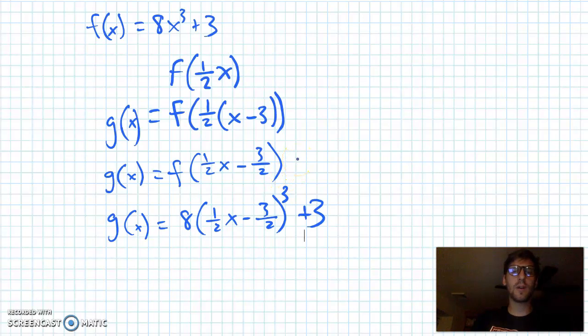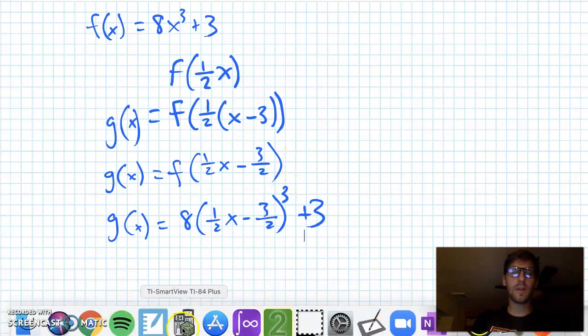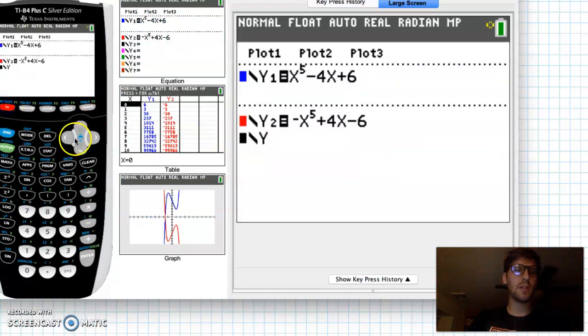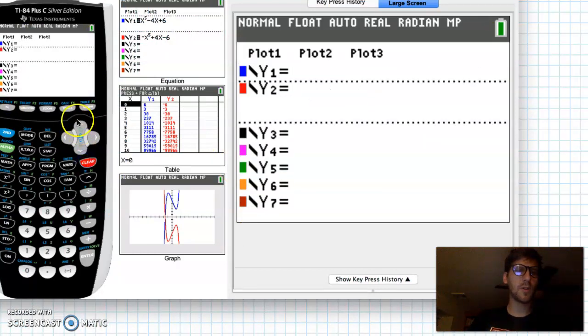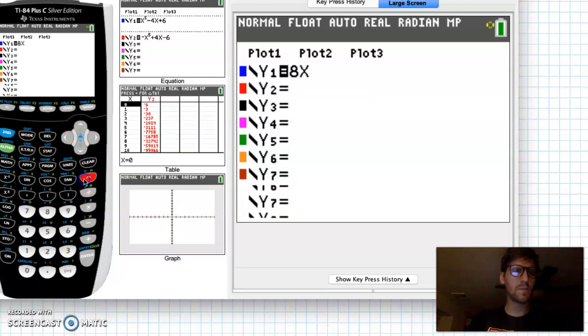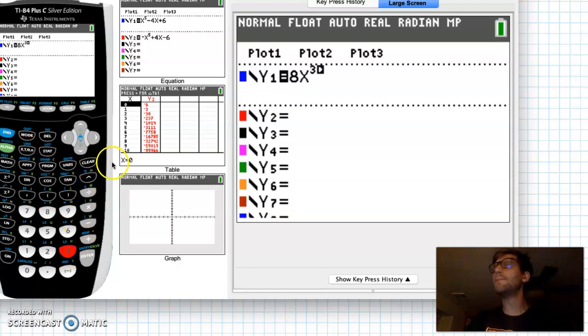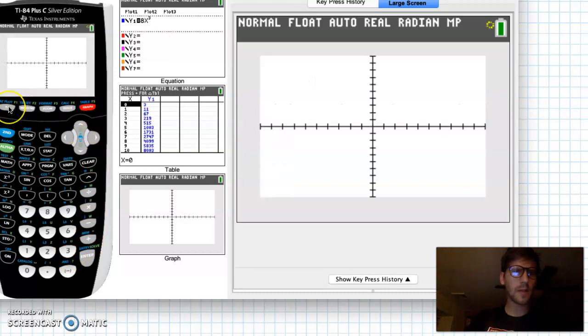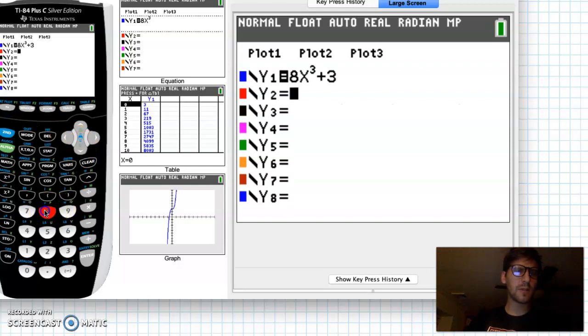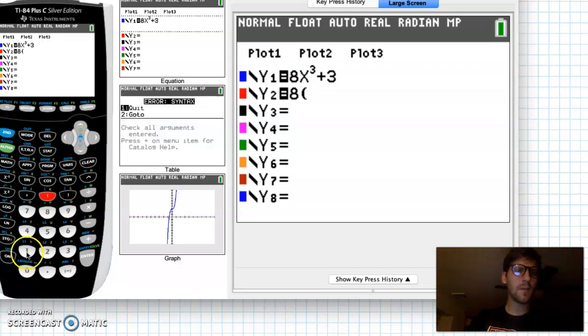So we could go to our graphing calculator once again and test it out. See if this looks like a horizontal stretch by 2 and then a shift right 3. So let's clear these out. Clear, clear. So original function was 8x cubed plus 3. Right? Yep. Okay, so that's what it looks like. Cubic function, it's a narrow one, and then what did we say? So this is then just going to be 1/2.